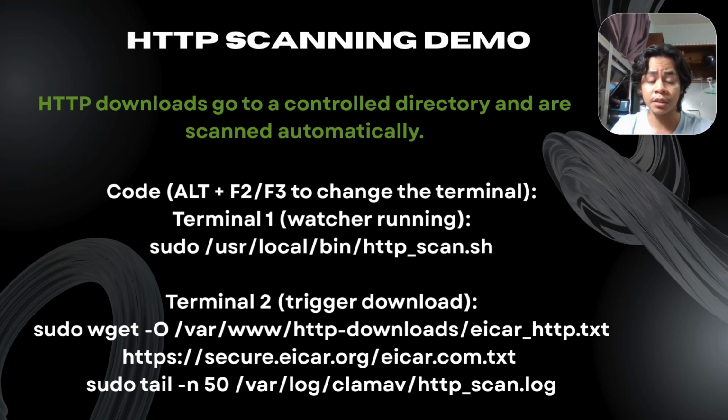For the first terminal, we run the command sudo /usr/local/bin/http_scan.sh to start the watcher running. It will watch the run of the code. In the second terminal, we run sudo wget on the eicar_http file from the website itself, so it will be secure.eicar.org and the eicar.com.txt.